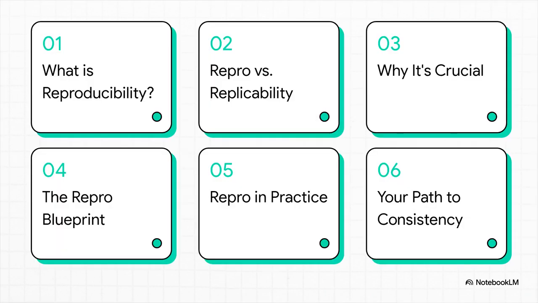All right, so here's our game plan. We're going to start by defining reproducibility and see how it's different from replicability. Then we'll dig into why it's so critical. After that, it's all about the practical stuff, a blueprint and some code, before we wrap up with how you can make this a daily habit.